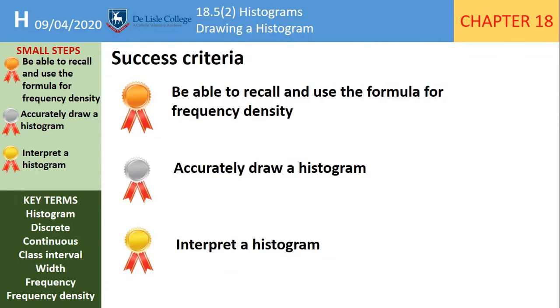So for today's lesson then, our bronze objective is to be able to recall and use the formula for frequency density from last time. The silver objective is to be able to accurately draw a histogram, and we're also going to further look at interpreting a histogram.